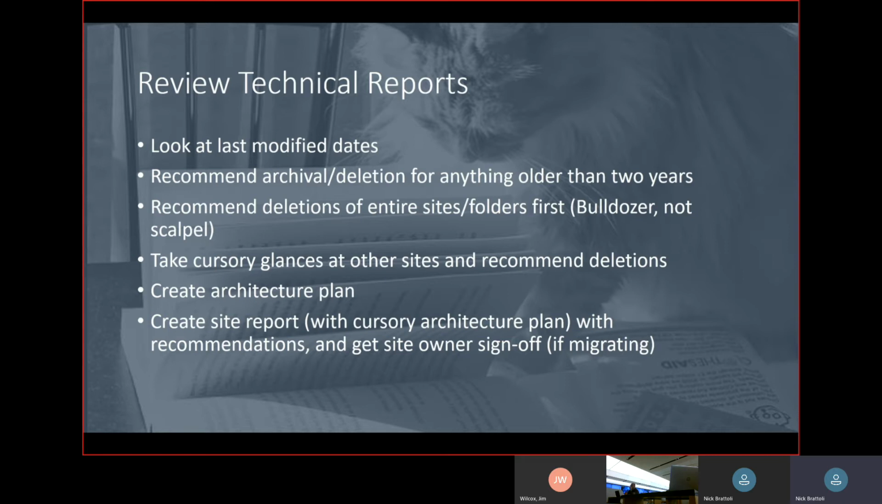So look at that immediately and start making recommendations on your architecture report that you made, and recommend archival and deletion for anything older than a set amount. We usually say 2 years. If something is 2 years old and it's clearly not critical, we're going to recommend it for deletion right now. And the users will have to sign off on it later. But I'm going to go ahead and recommend with a bulldozer, not a scalpel, that these entire sites need to go. This needs to go, that needs to go.